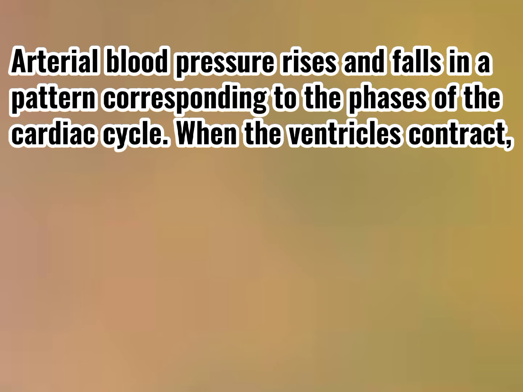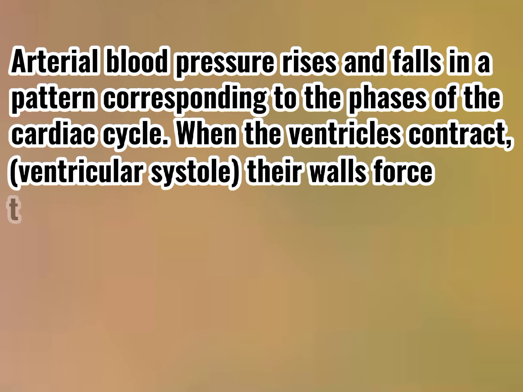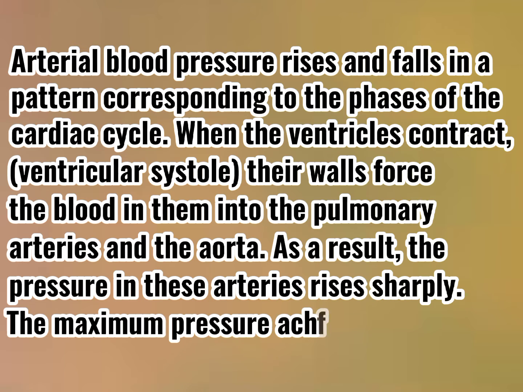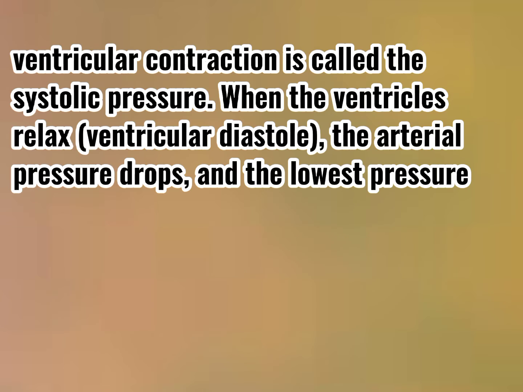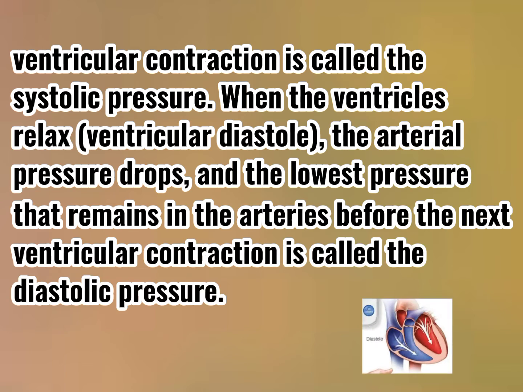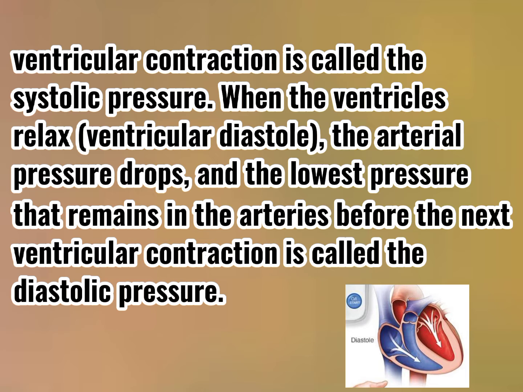Arterial blood pressure rises and falls in a pattern corresponding to the phases of the cardiac cycle. When the ventricles contract, their walls force the blood in them into the pulmonary arteries and the aorta. As a result, the pressure in these arteries rises sharply. The maximum pressure achieved during ventricular contraction is called the systolic pressure. When the ventricles relax, the arterial pressure drops, and the lowest pressure that remains in the arteries before the next ventricular contraction is called the diastolic pressure.